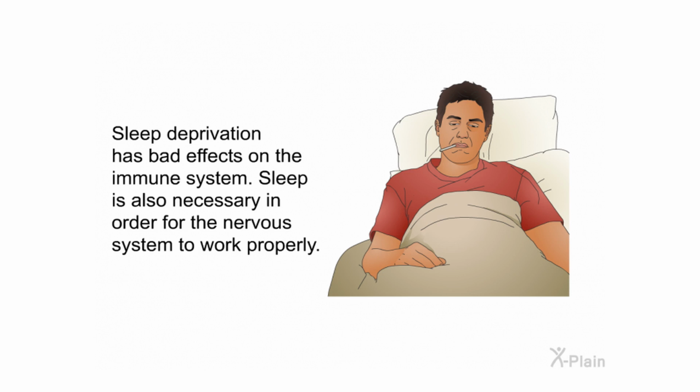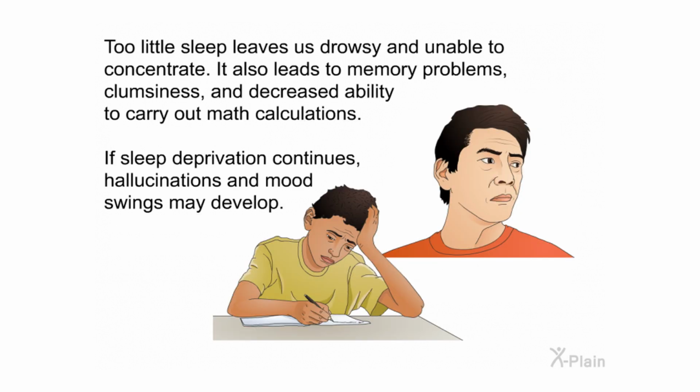Sleep deprivation has bad effects on the immune system. Sleep is also necessary in order for the nervous system to work properly. Too little sleep leaves us drowsy and unable to concentrate. It also leads to memory problems, clumsiness, and decreased ability to carry out math calculations. If sleep deprivation continues, hallucinations and mood swings may develop.